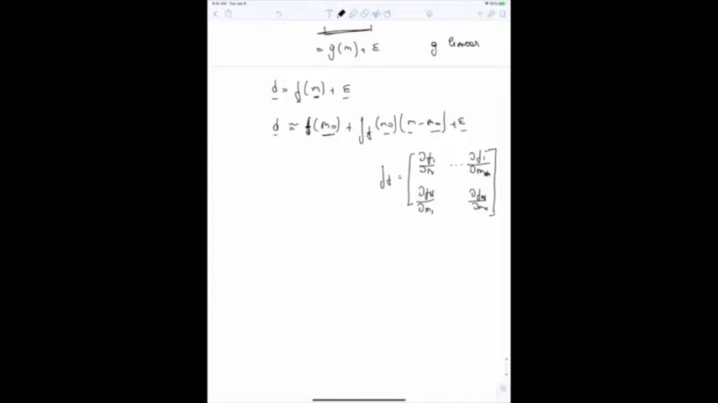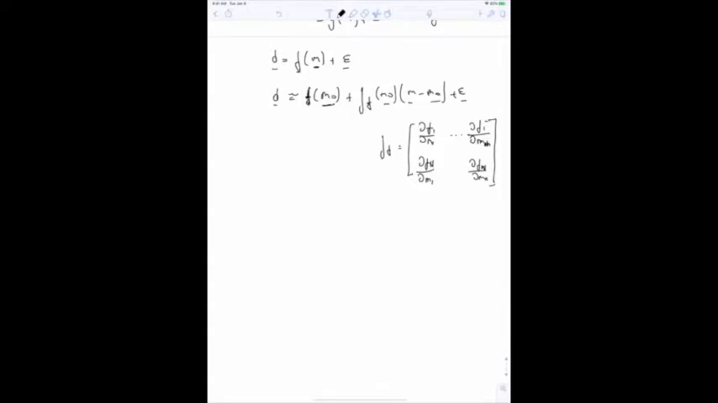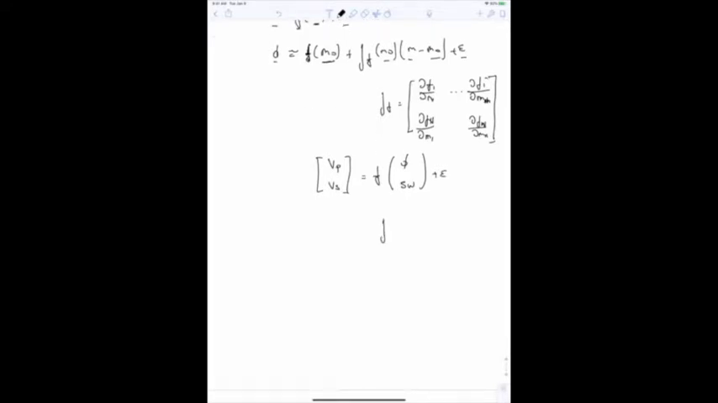So for example, let's say that we have VP and VS, and these can be functions of porosity and saturation of water. So the Jacobian would be the derivative of VP with respect to porosity, the derivative of VP with respect to saturation, the derivative of VS with respect to porosity, and the derivative of VS with respect to saturation.